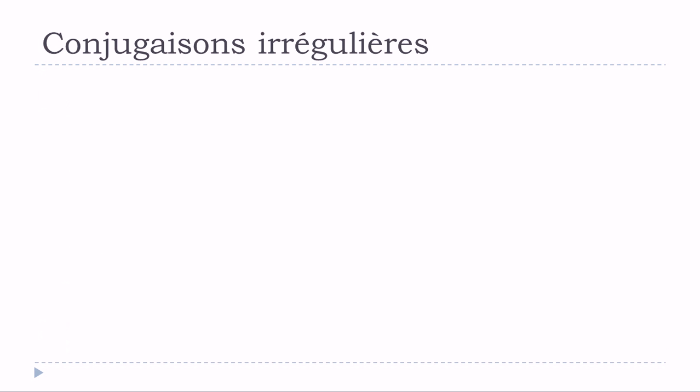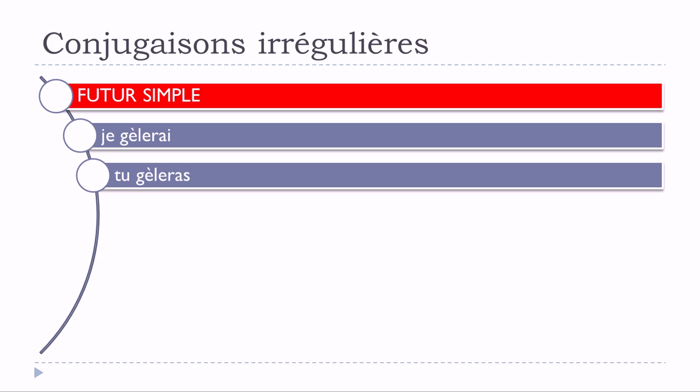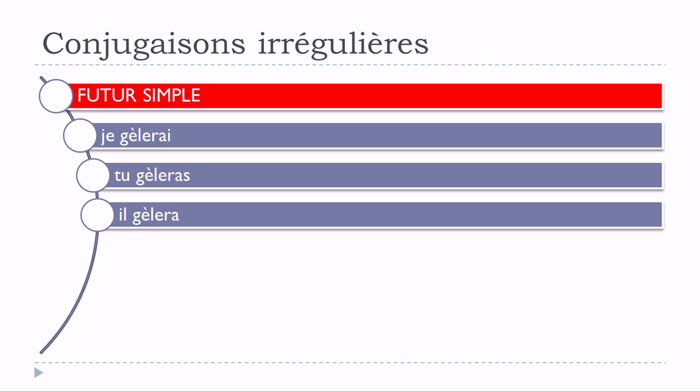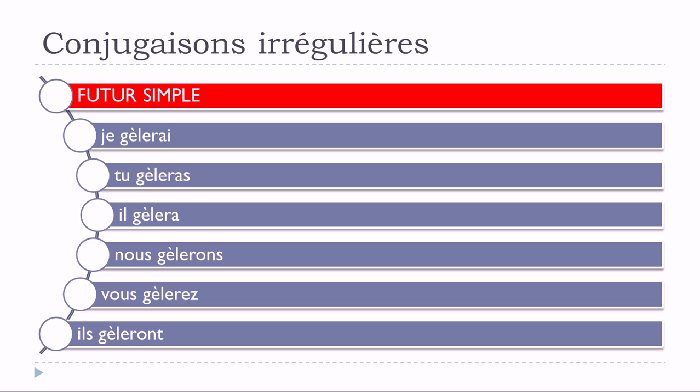So let's see now the futur simple. Je gèlerai, tu gèleras, il gèlera, nous gèlerons, vous gèlerez, ils gèleront. In that case you can see that all the forms are concerned, and it's exactly the same modification, so you need to put this accent grave on top of the first e here. So gèlerai, gèleras, gèlera, gèlerons, gèlerez, gèleront.